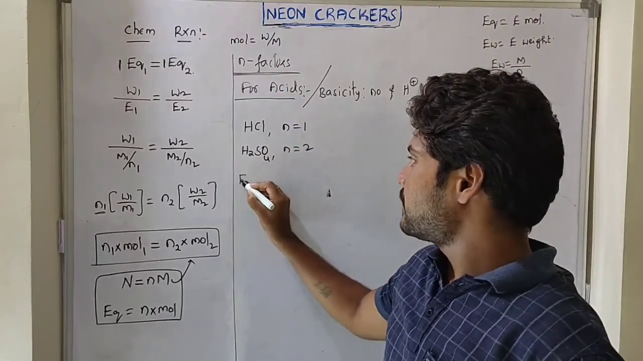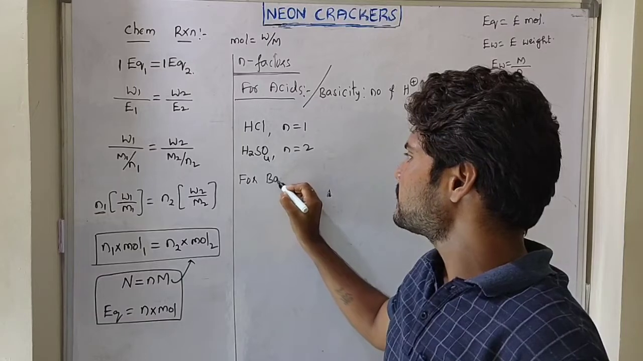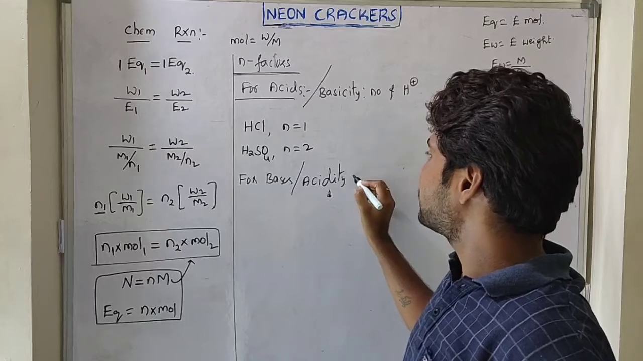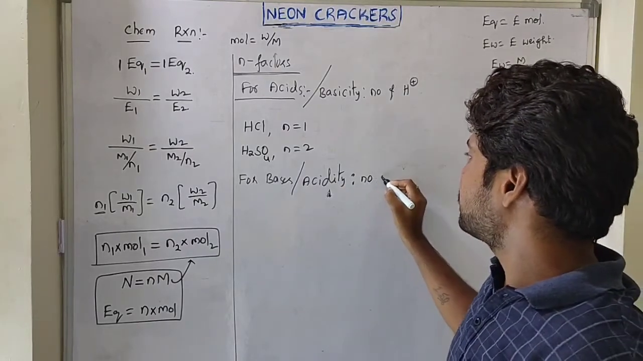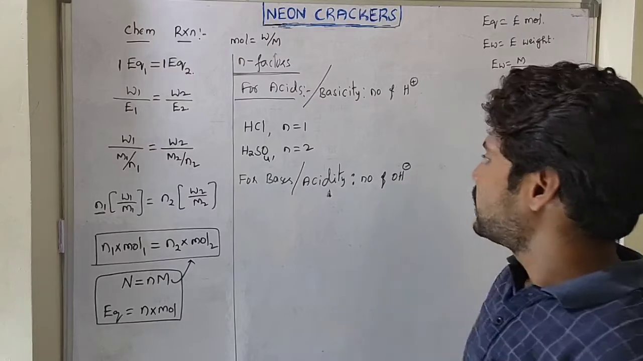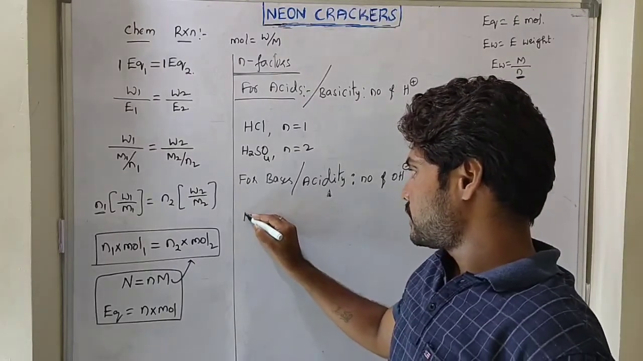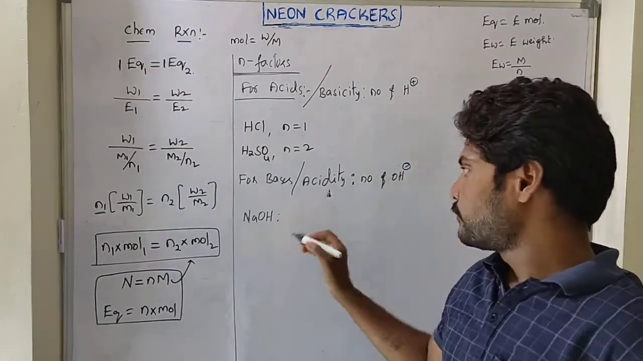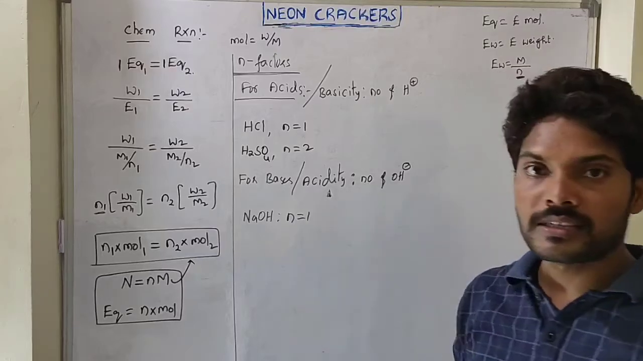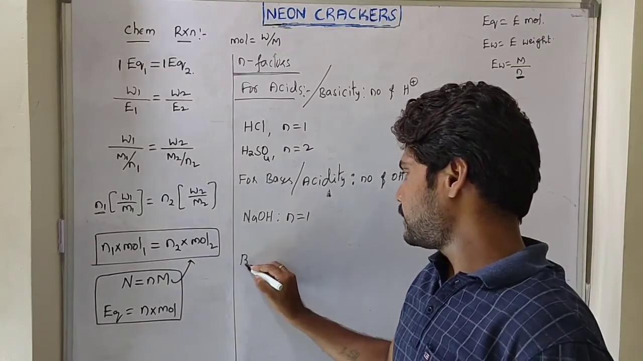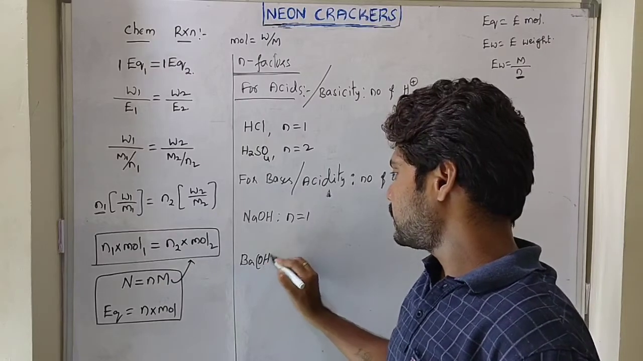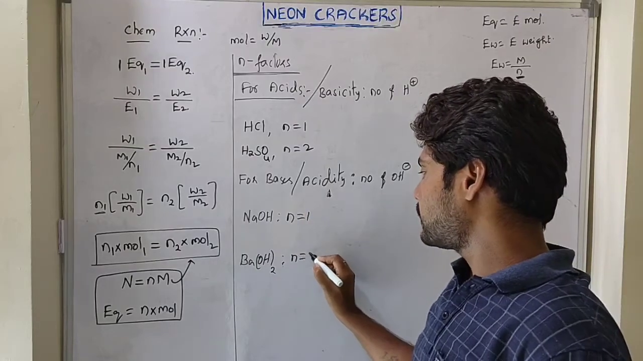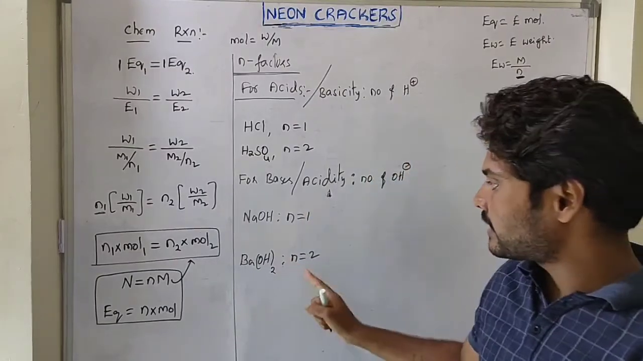The second one is for strong bases. For strong bases, you can say here acidity. And what is this here? The number of OH- ions removed. Suppose we take the strong base NaOH. How many OH would be removed here? 1. So the N factor is 1. And if you take barium hydroxide, where the valency is 2, the number of OH removed is 2 here. So the N factor for this strong base is 2. And this is the second kind of N factor.